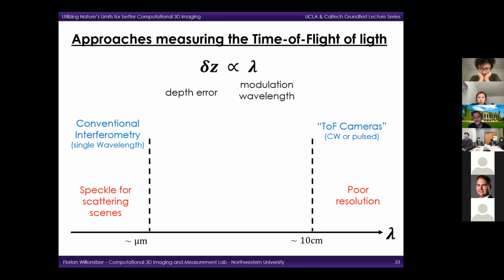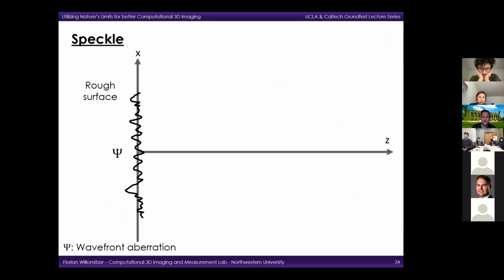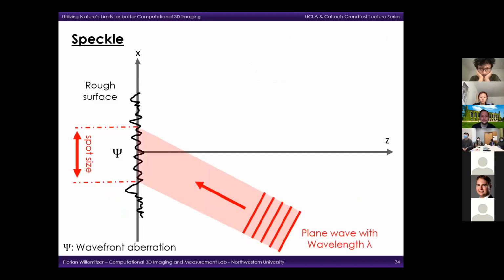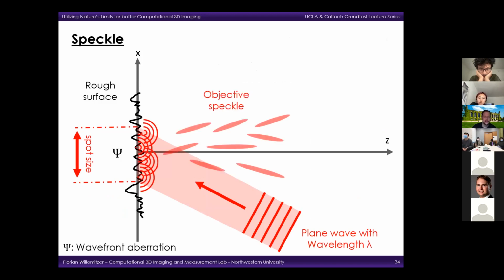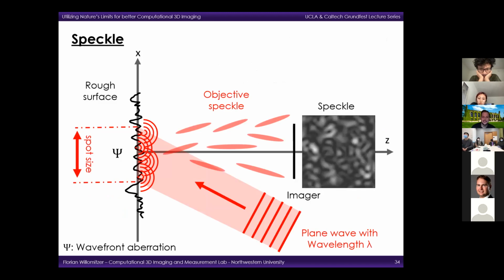Conventional interferometry cannot be used on rough surfaces because of a very fundamental effect called speckle. And we have already heard this word before. For those who don't know, just a very quick explanation. What is speckle? Speckle is basically the phase randomization that happens if a coherent light wave is scattered or reflected off a rough surface. And if we capture such a speckle pattern with an imager, then the phase of this pattern is completely randomized and basically reveals no information about the time of flight of the light anymore.